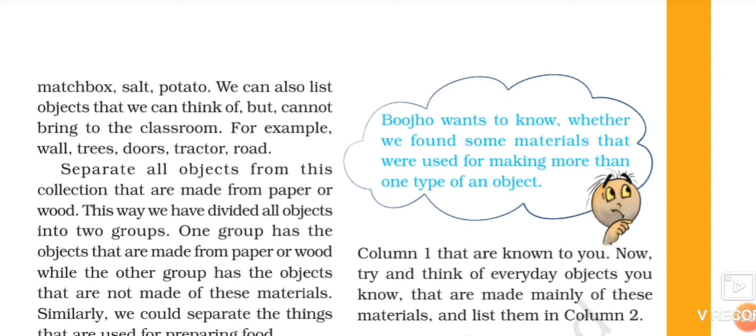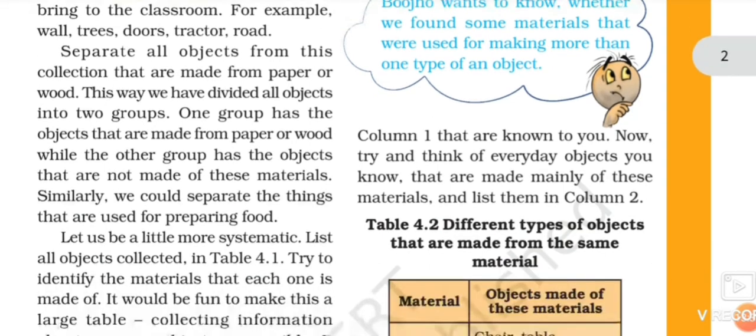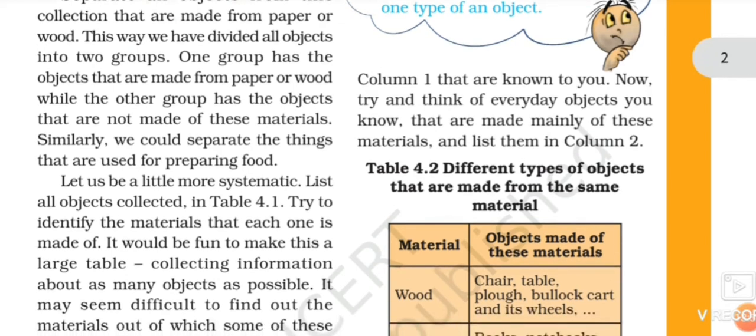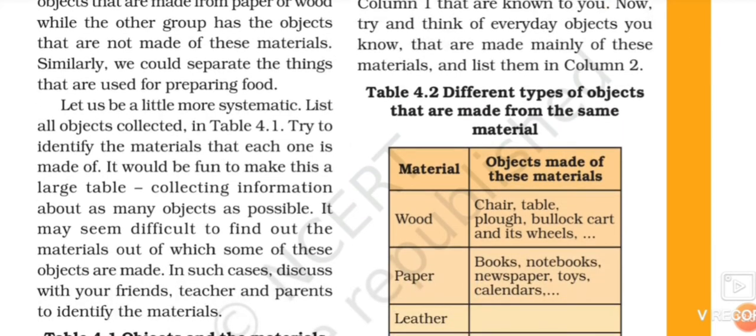Now separate all the objects from this collection that are made of paper or wood. This way we can divide all the objects into groups: one group has the objects that are made of paper, another group has the objects that are made of wood, and another group has the objects that are not made of these materials. Similarly, we could separate the things that are used for preparing food.